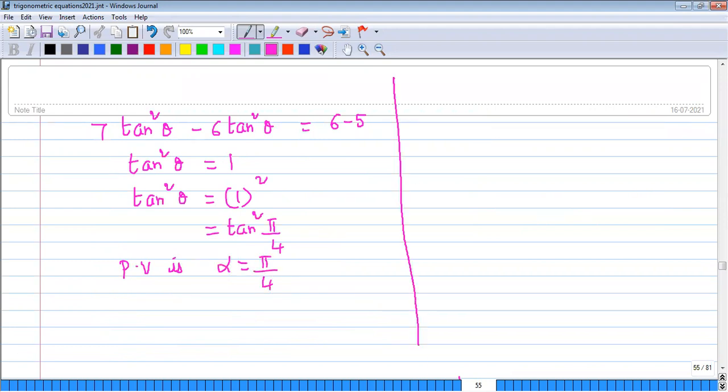Now the general solution. Theta is equal to n pi plus or minus alpha. Am I correct? Yes, sir. Theta is equal to n pi plus or minus pi by 4, where n belongs to Z. So it is completed.